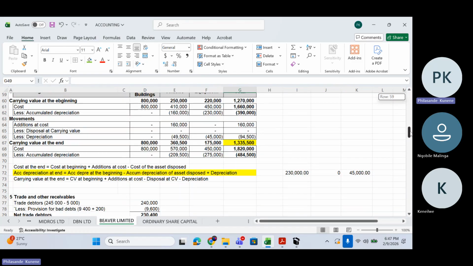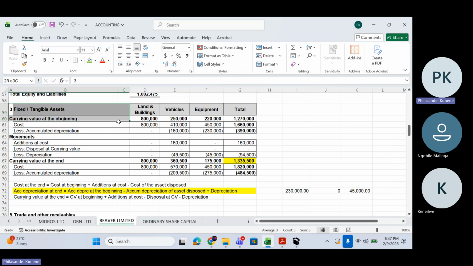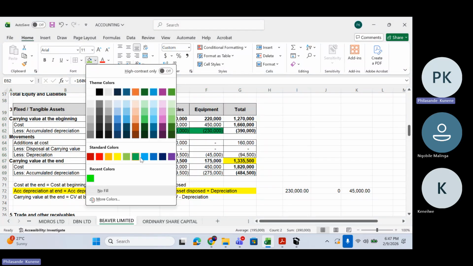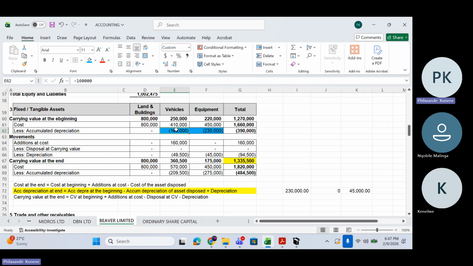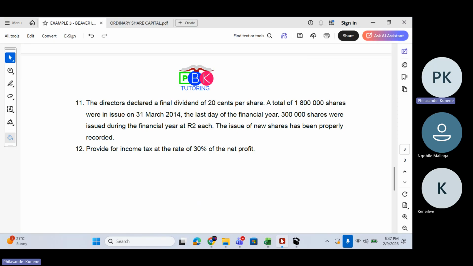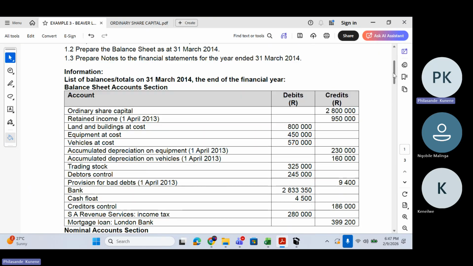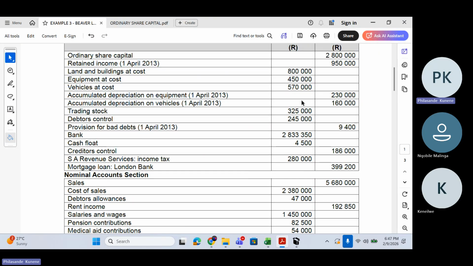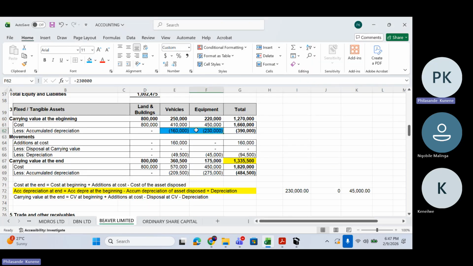On Friday when we did this note, we made a mistake here. I think we had 230 here, on both sides. We had 230 here, which was the accumulated depreciation of vehicles. We're not supposed to have that. I think we made a mistake when we were typing here. We said accumulated depreciation on vehicles. We took this 230, and again we took the 230 for equipment. There's a video that I loaded on TikTok. You must look at that video. We used the same figure here, which was just a mistake.